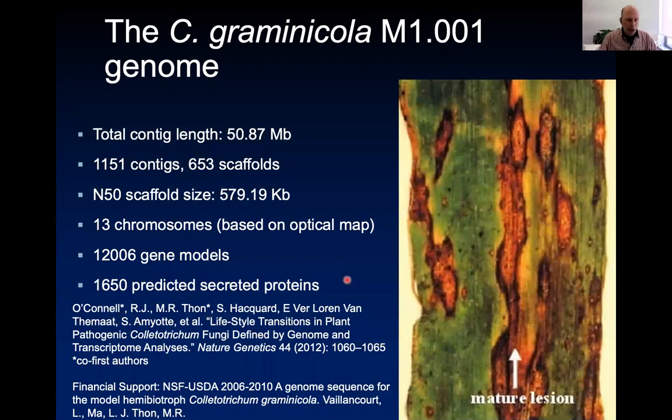So in 2012, we published a paper describing the Colletotrichum graminicula genome. This was a consortium that started back in 2006. It was funded by the National Science Foundation and by the United States Department of Agriculture. And in this slide, we just have a summary of some of the statistics. The genome is about 50 megabases in length, and we have 653 scaffolds.